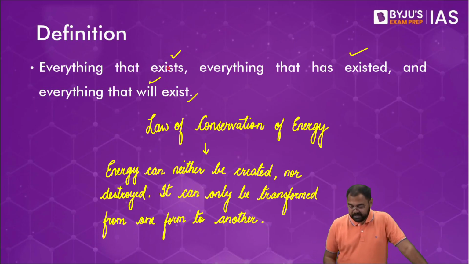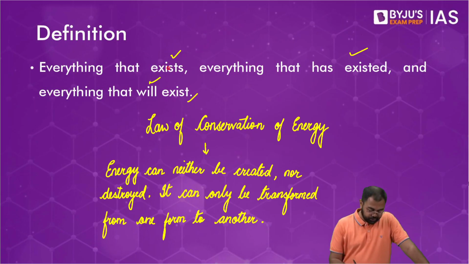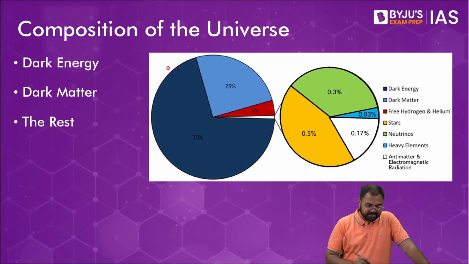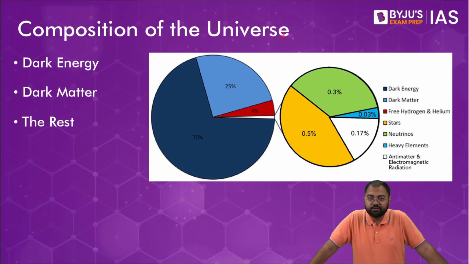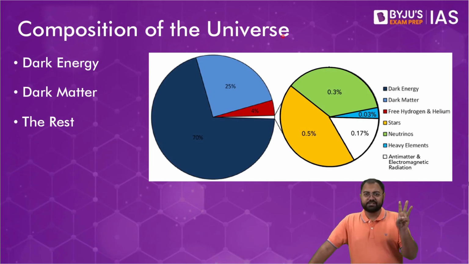Now, in this particular scenario, when we talk about the universe, this is where the complexity in the understanding of the universe begins. When we look at the composition of the universe, there are three basic parts to it. What are the three parts? First part, dark energy. Second part, dark matter. And then the third part, the rest.